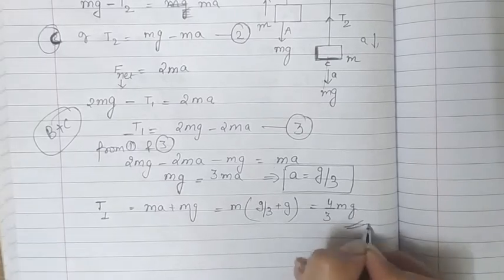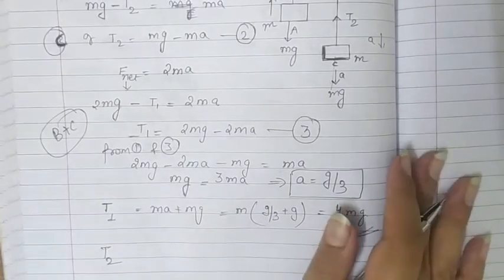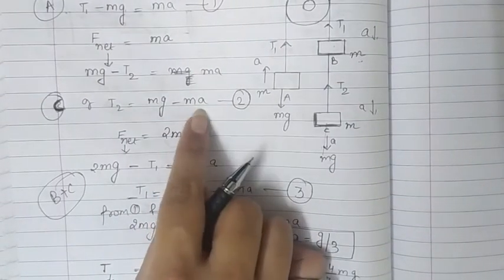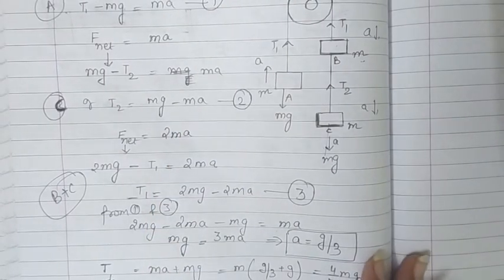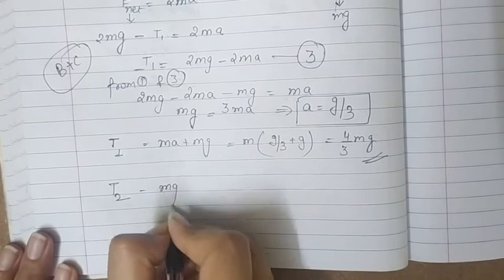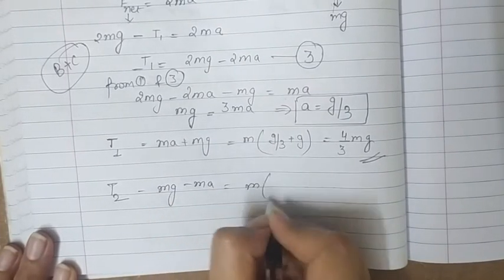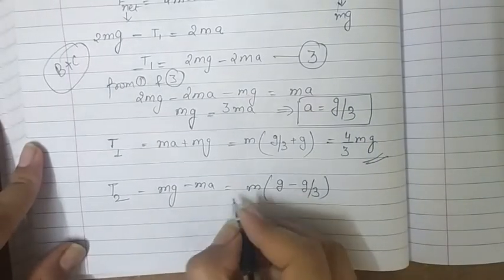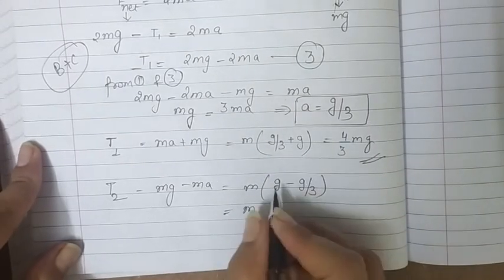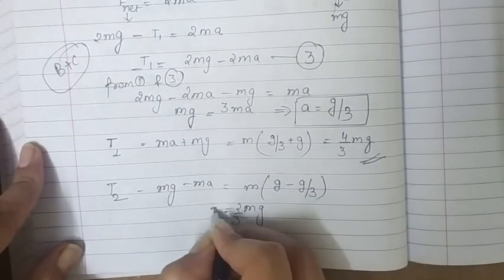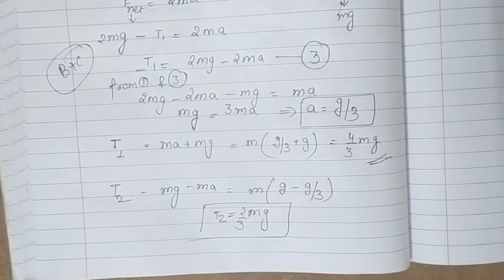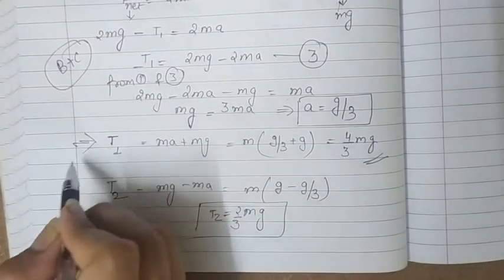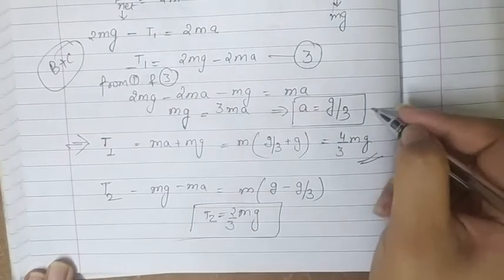This is tension 1. Now for T2 we are using equation number 2 and substituting the value of acceleration in this equation. So T2 is equal to mg minus ma, where a is g by 3. On solving this we get T2 is equal to m times 3g minus g, that is 2g by 3. So 2 by 3 mg is the tension for the second part of the string. So T2 is 2 upon 3 mg, T1 is 4 upon 3 mg, and acceleration is g upon 3. These are the required answers.